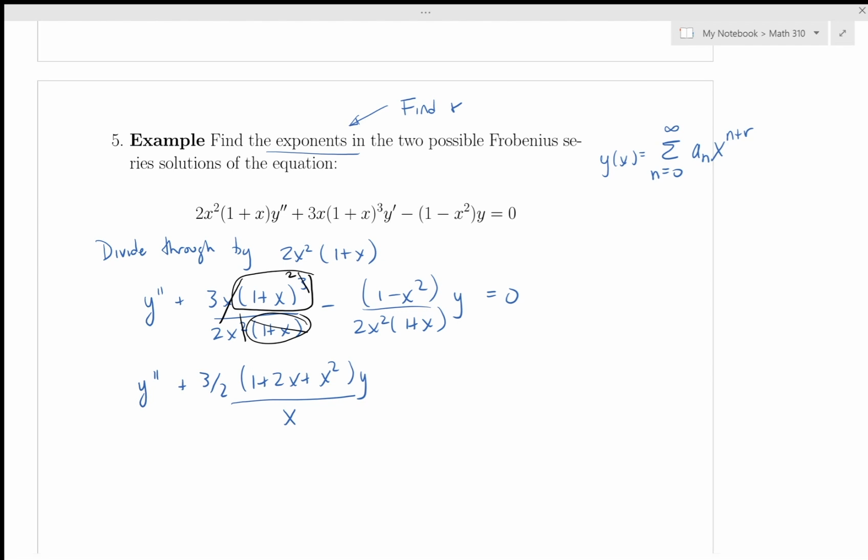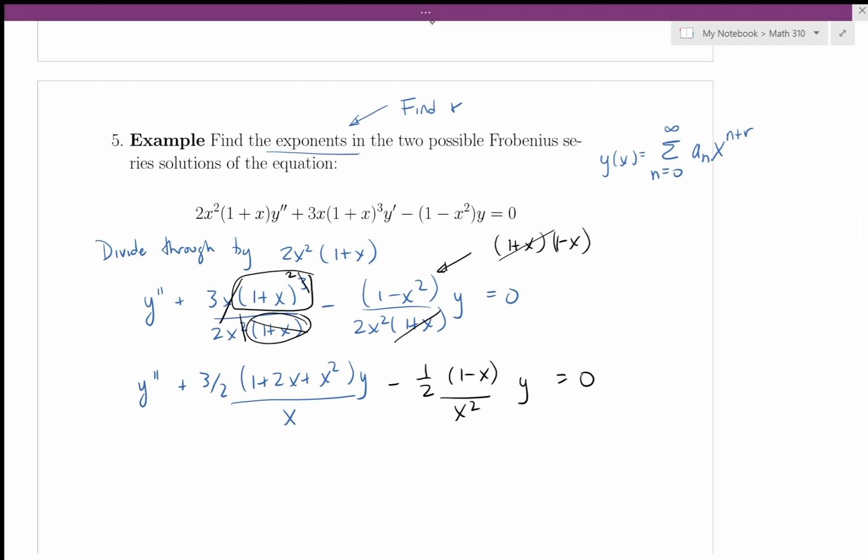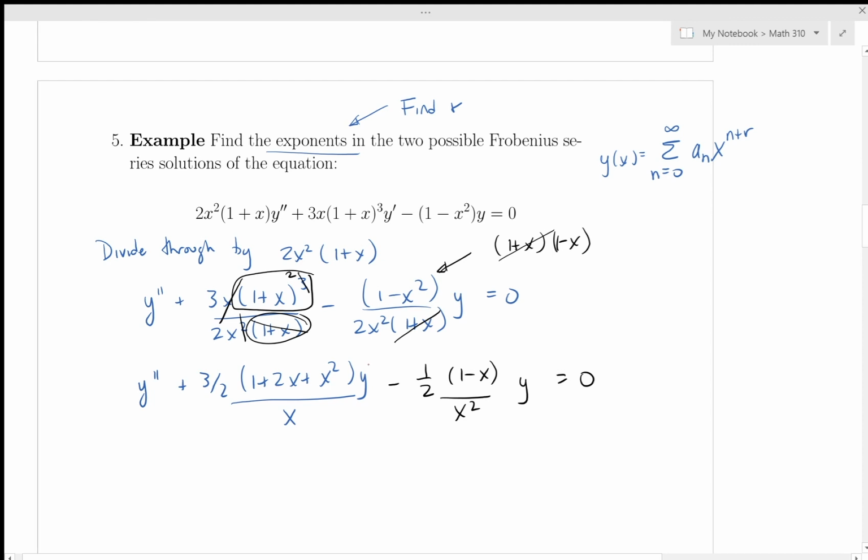Okay, similarly, I'm going to rewrite this one here as minus 1/2. I'm thinking of this numerator as being (1 plus x)(1 minus x), factoring that numerator, and then canceling the 1 plus x with the 1 plus x. I'm going to write this then as 1/2 times (1 minus x) divided by x squared, and that y, and that's equal to 0. Okay, I'm looking at this, and before I proceed, I'm doing a quick check, and I'm observing that if I would take this first coefficient, or take the coefficient on y prime, that's y prime.